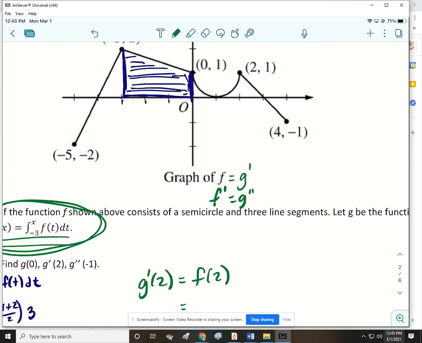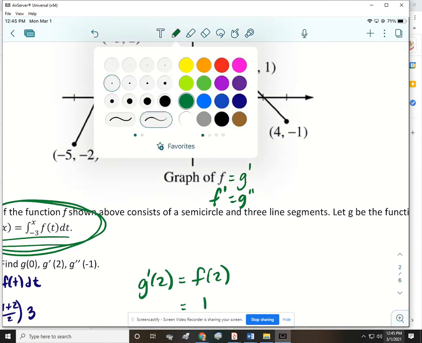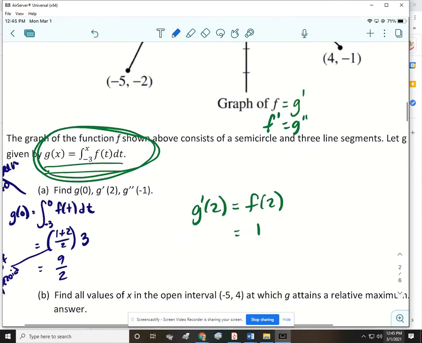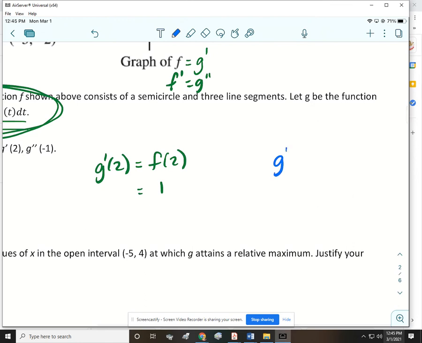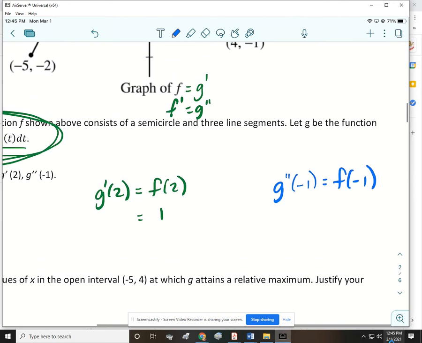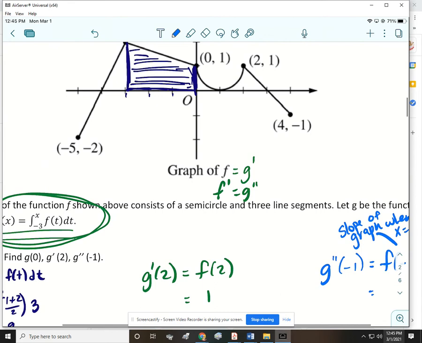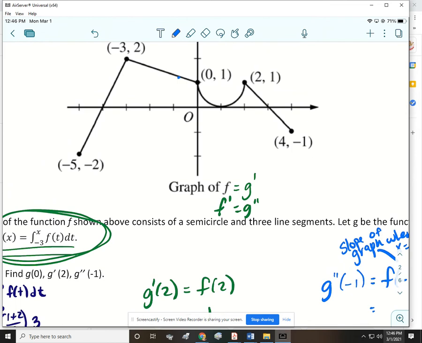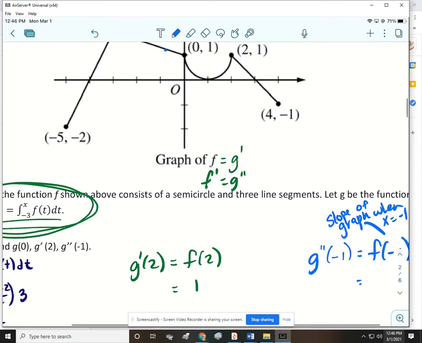So what do y'all think? 1. Good. Okay, and then the last part is G double prime of -1. Yes, which is the same as F prime of -1, which is the slope of the graph when X is -1. Okay, so if you're looking at the graph, X is -1 right here. What's the slope of that line? -1/3.